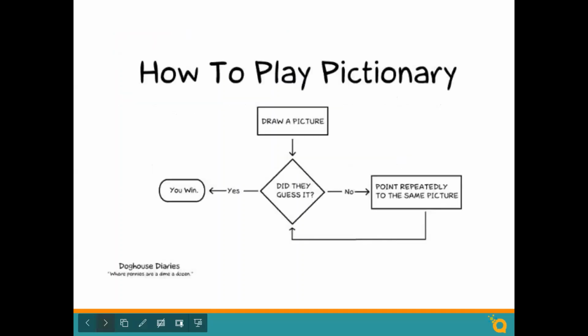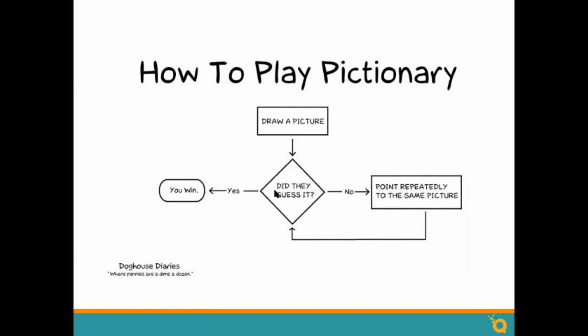So some of you have maybe thought about very high level. Here is a very high level process map, how to play Pictionary. You draw a picture. Do they get it? Yes, no. If they get it, you win. If they don't get it, you keep pointing repeatedly at the same picture, and hopefully eventually they'll get it. Now, if you were trying to improve your playing of Pictionary, I would suggest that you would want to dig down into this point repeatedly to the same picture part of the process, because I think that's where your problem lies.